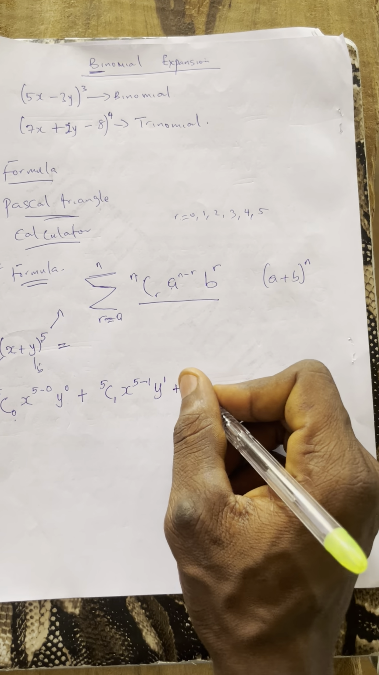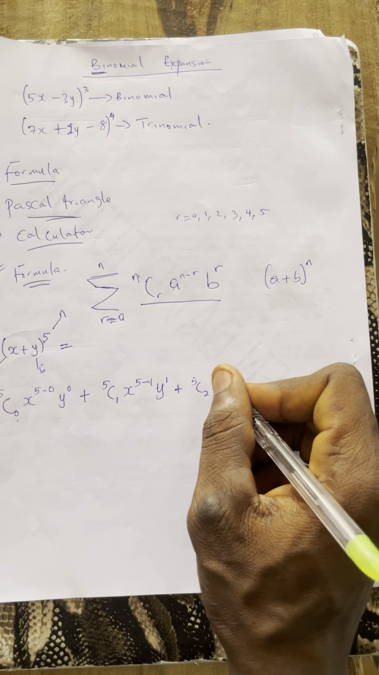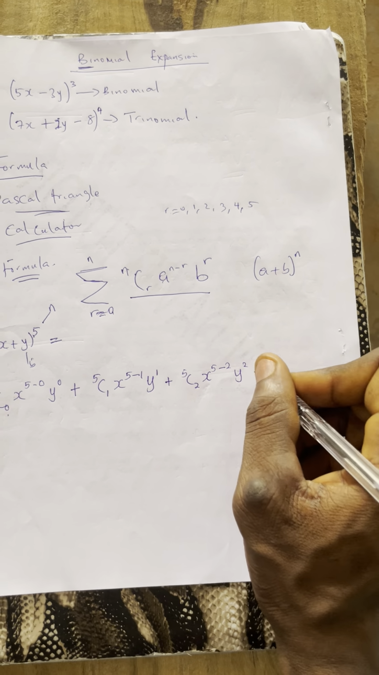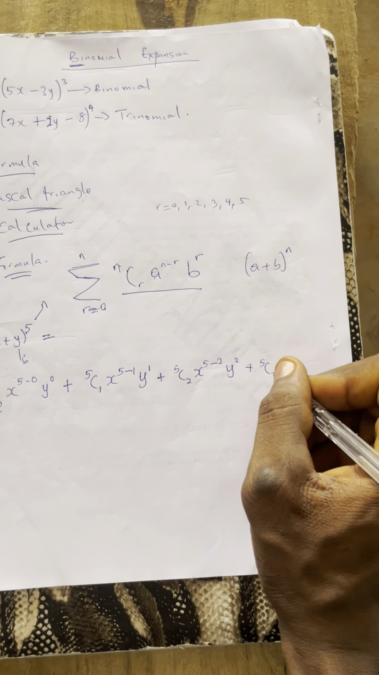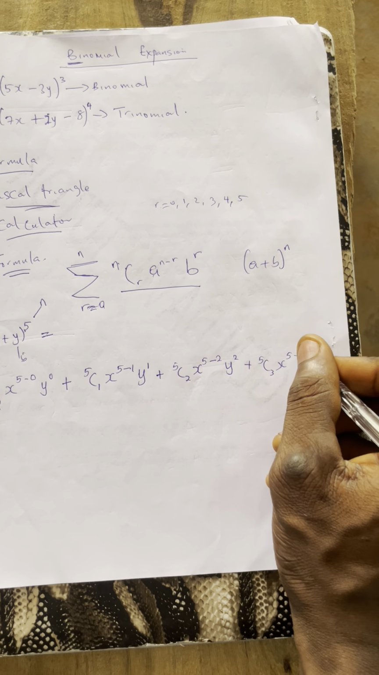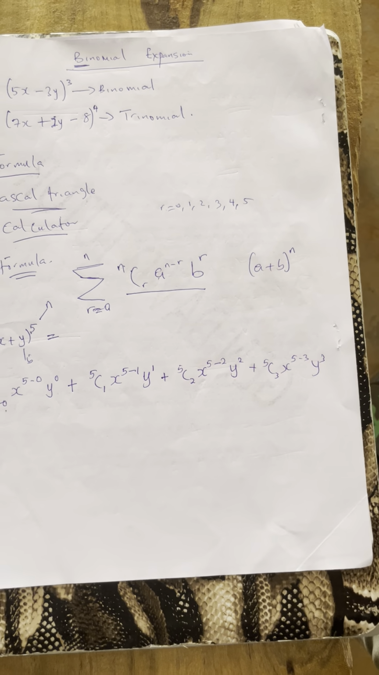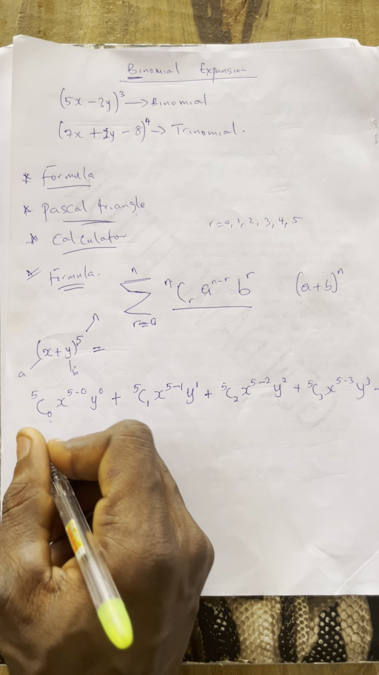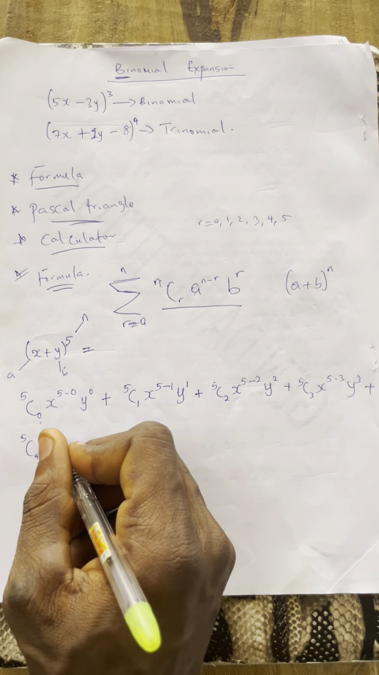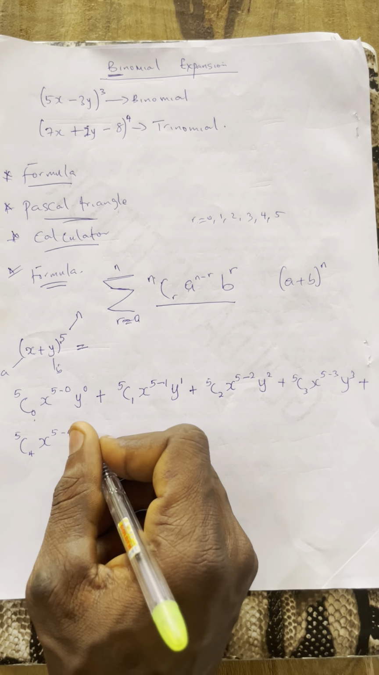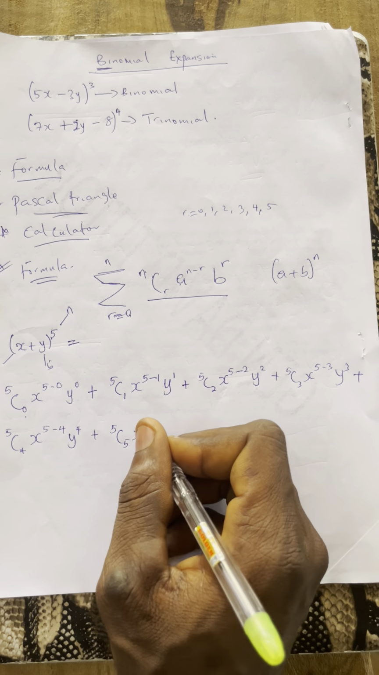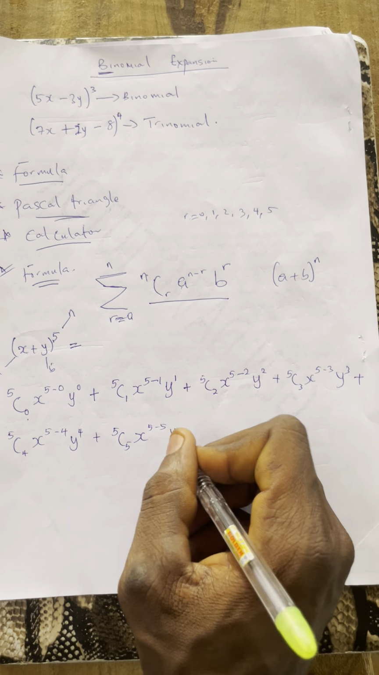Plus the third one, that has 5 combination 2, x raised to power 5 minus 2, then y raised to power 2. Plus the next one, 5 combination 3, x raised to power 5 minus 3, y raised to power 3. Plus the next one, 5 combination 4, x raised to power 5 minus 4, y raised to power 4. Plus the next one, 5 combination 5, x raised to power 5 minus 5, y raised to power 5.